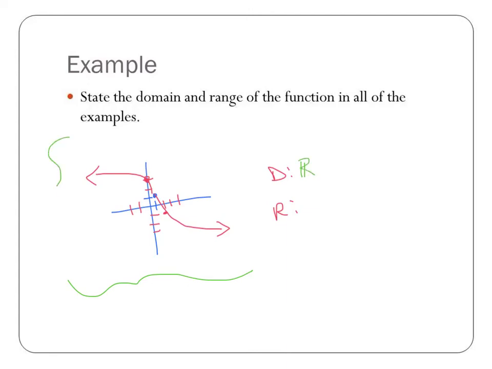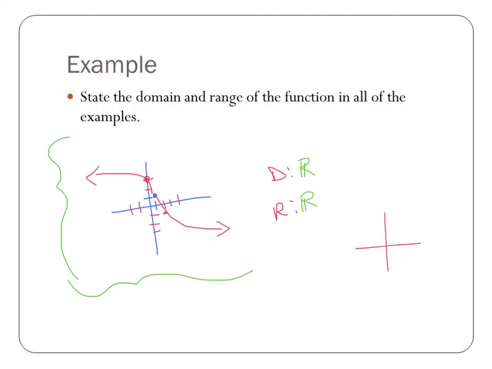And for our range, we're going to look at our y-axis, and this will gradually keep going up and down, so it's never going to just become horizontal. So are there any y values that are never going to be on our graph? There's not. So again, we're looking at all real numbers.